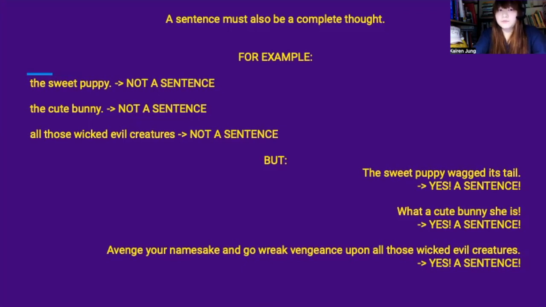For example, "the sweet puppy," "the cute bunny," and "all those wicked evil creatures." These are not sentences, but "The sweet puppy wagged its tail," "What a cute bunny she is!" and "Avenge your namesake and go wreak vengeance upon all those wicked evil creatures." These are all sentences. You probably also already know that every sentence must begin with a capitalized letter and end with a punctuation mark. Moving on.